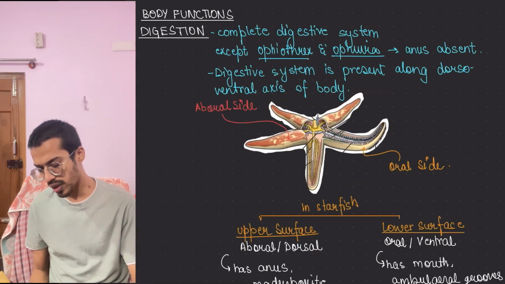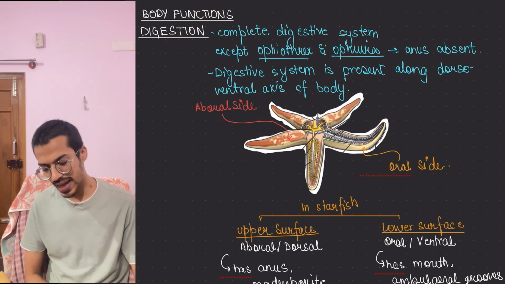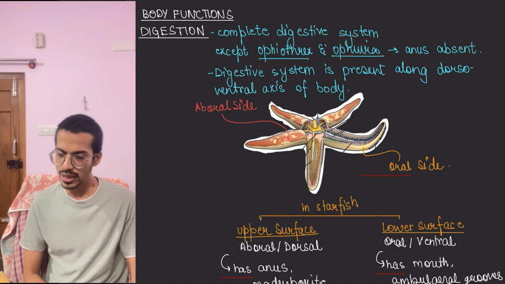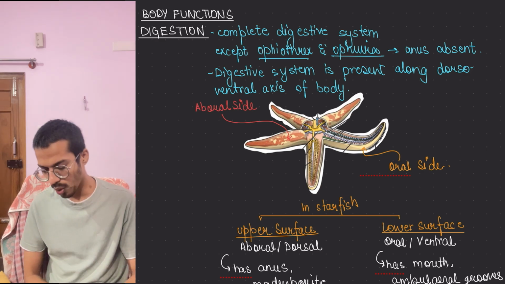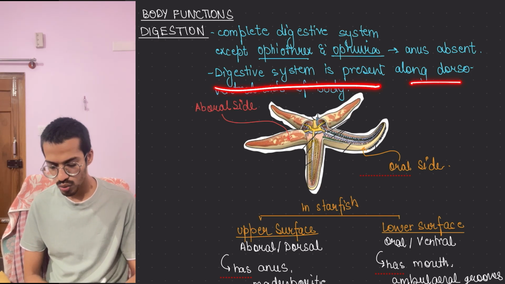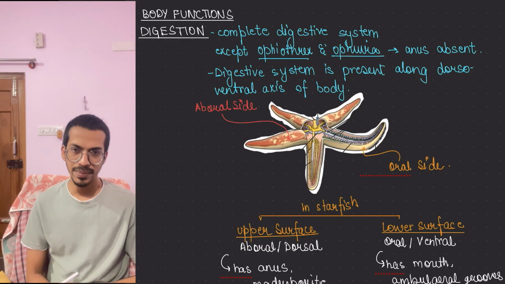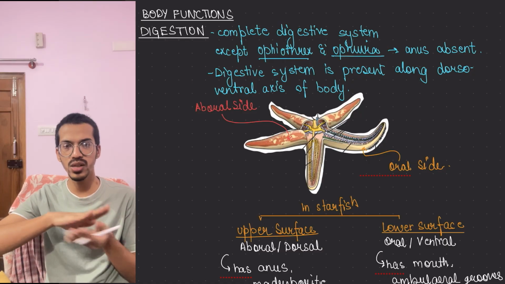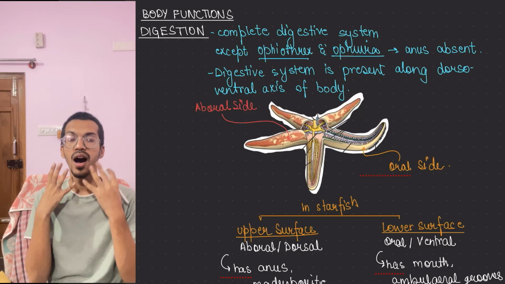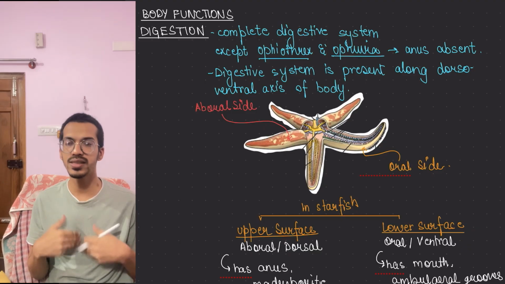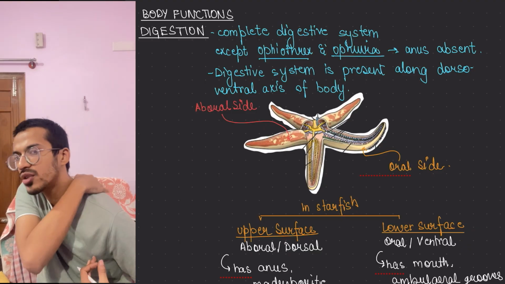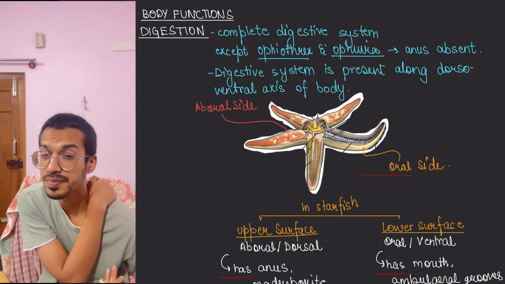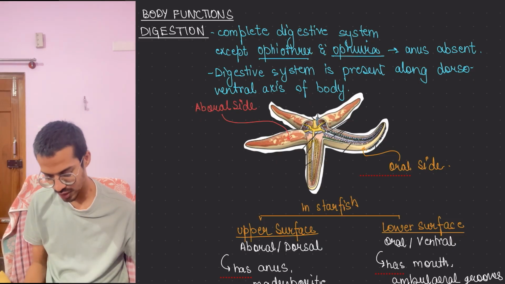So next thing is body function. The digestive system is complete except in Ophiuroidea and Ophiuroids, which have the anus absent. That means they have only one opening present in their body. The digestive system is present along the dorsoventral axis of the body, from dorsal to ventral, up to down. On the ventral side our digestive system is present, but their digestive system starts from this side and ends on this side.